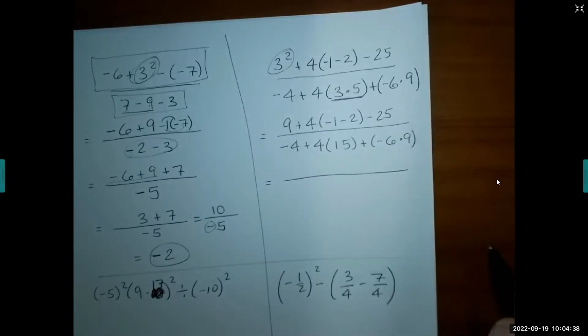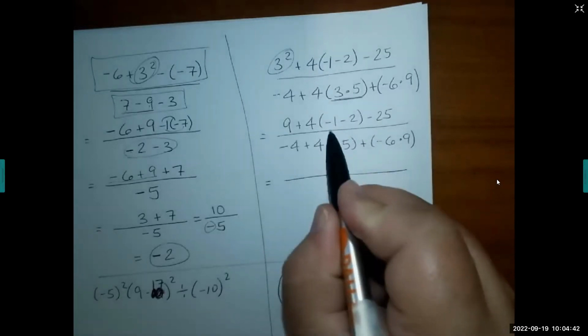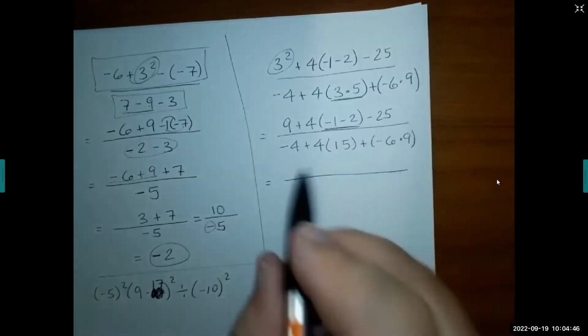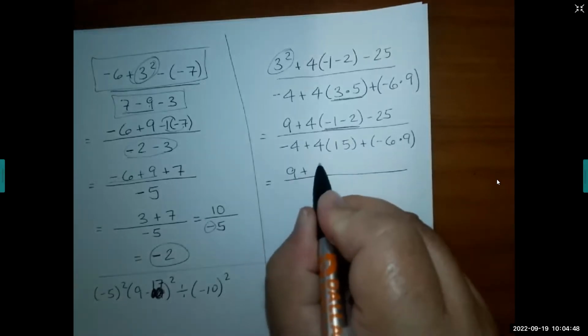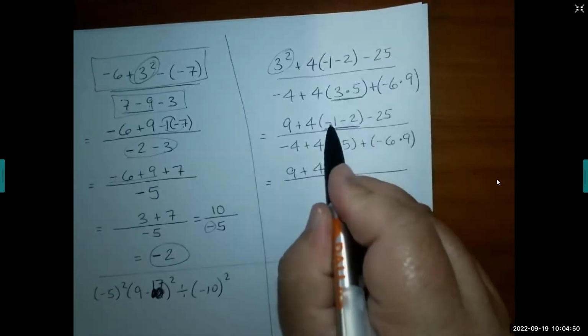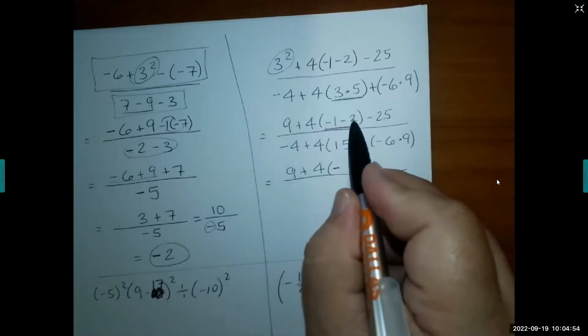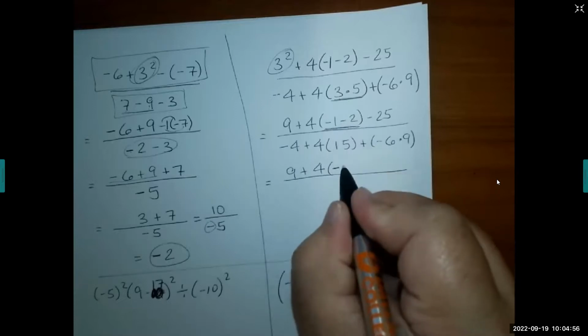What can we do on top of the second step? The second round. Reading left to right, here's a special operation we could do inside the parentheses. Negative 1 minus 2. They're both negative, so you add them. 1 plus 2 is 3.